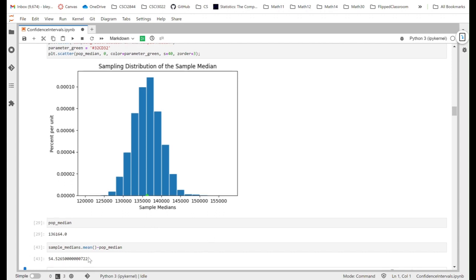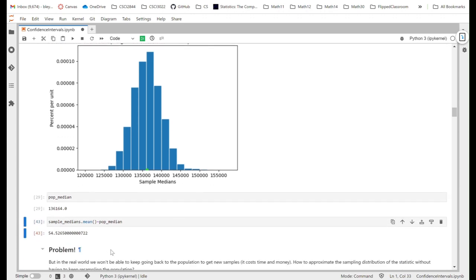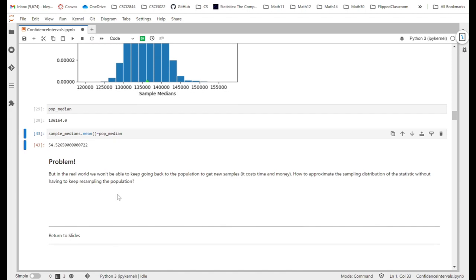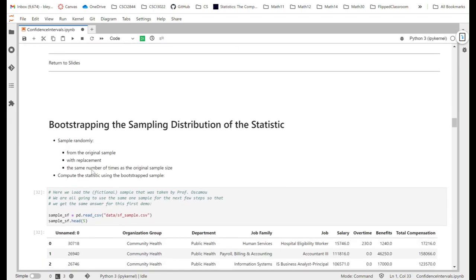Now, how is that bias captured? Because I don't usually know this, right? A, I don't normally know the population median, and B, I don't normally know the sampling distribution of the sample median. So I wouldn't necessarily be able to calculate the exact bias. But I can see how my bootstrap distribution will estimate it. So I'm going to estimate that bias.